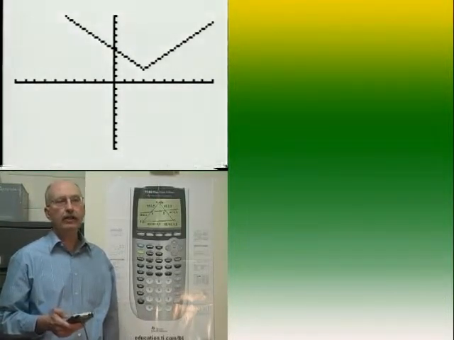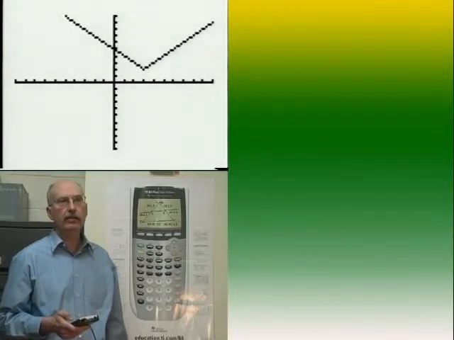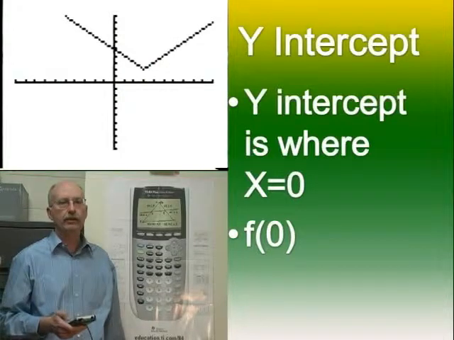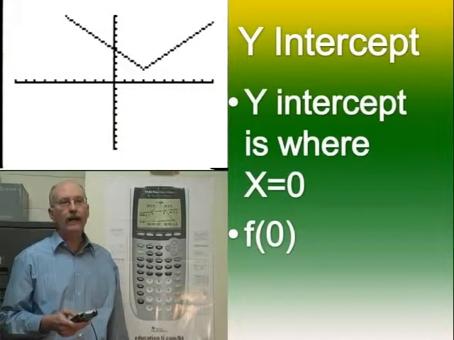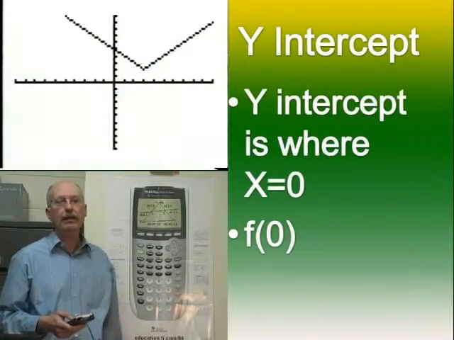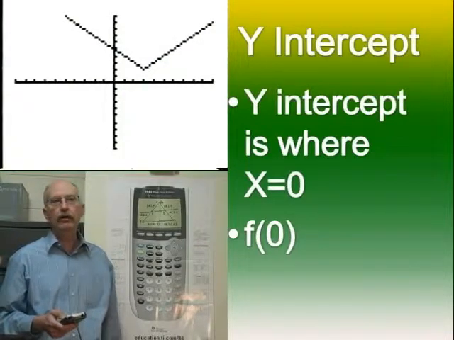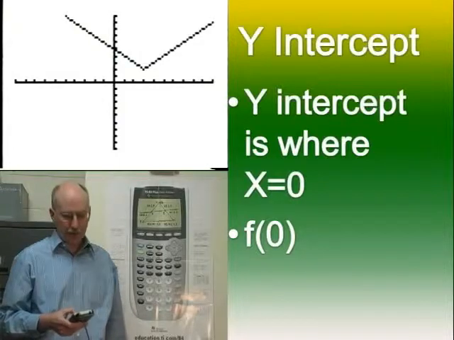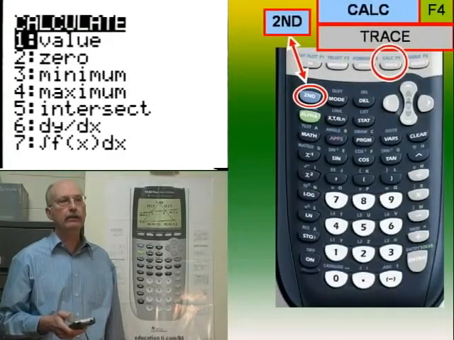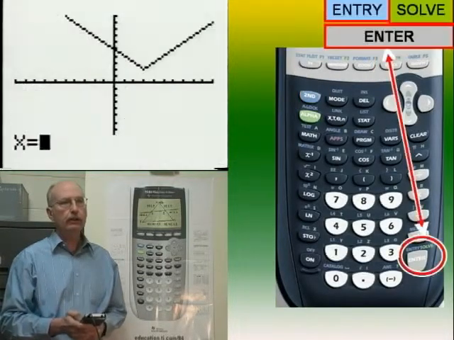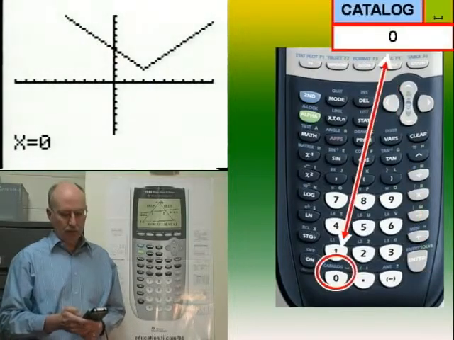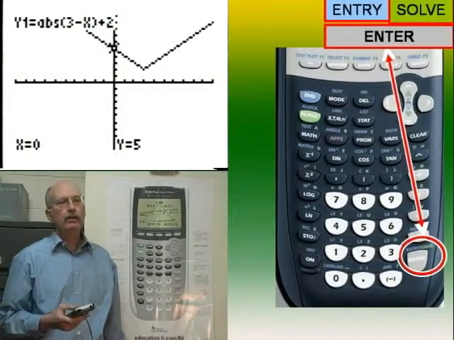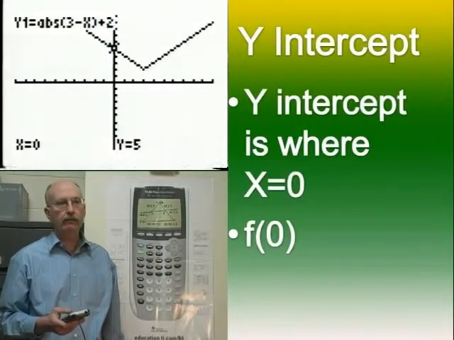You can see there's no x-intercepts on this because we didn't hit the x-axis, but there is a y-intercept. Suppose we wanted to find the y-intercept of this. Well, there is no y-intercept key. You have to remember in math that the y-intercept is really when the value of x is equal to 0. So we can find the y-intercept by going second calc, pressing the value function, and loading in 0. We'll hit enter, and you can see the y-intercept is when x equals 0, y equals 5.